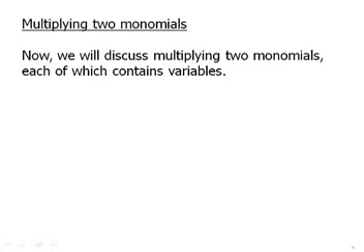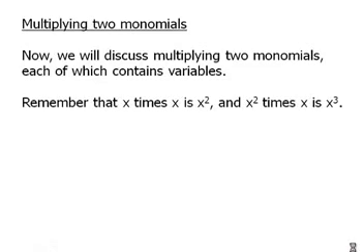Now we will discuss multiplying two monomials, each of which contains variables. Remember that x times x is x squared. Something squared means something times itself. And x squared times x is x cubed.